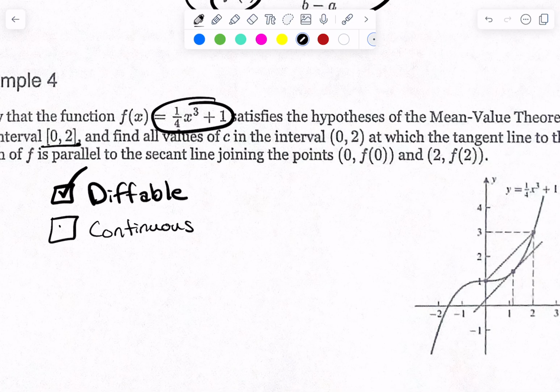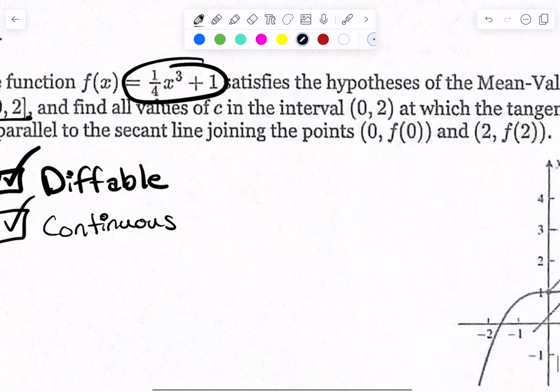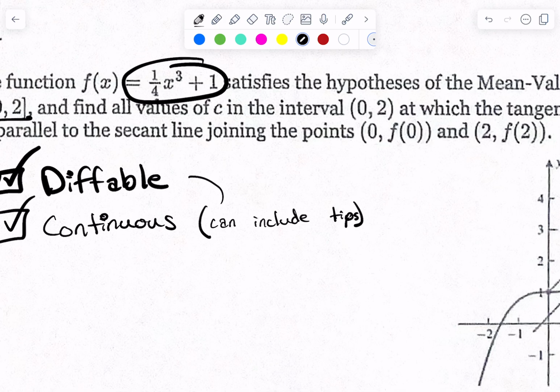If it's continuous, does it have to be differentiable and vice versa? No. Maybe we should check the continuous function box off first. Continuous means it can include tippity tips, right? They connect. A continuous function includes tips, but a differentiable function then eliminates my tippity tips, right?